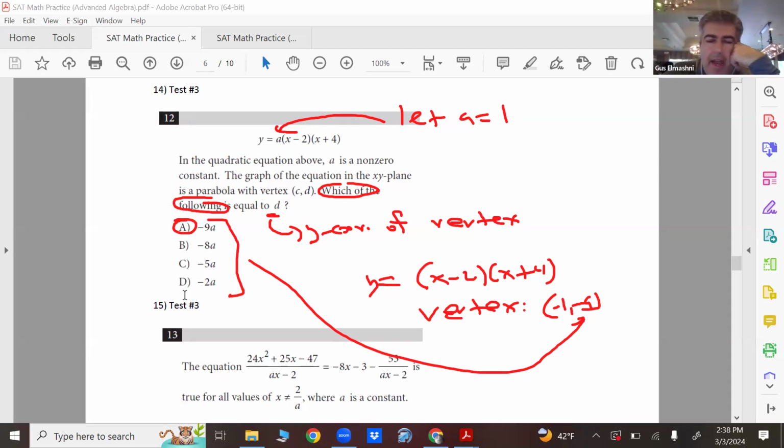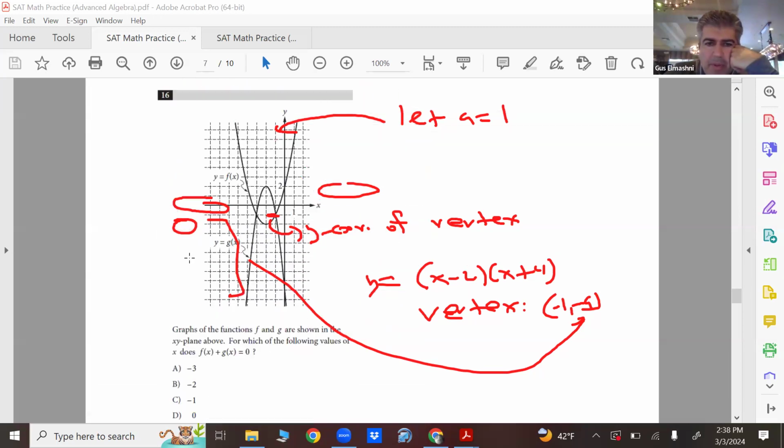So again, I don't know why I was drawing a graph. I mean, yes, you can do that, but we could also just use Desmos. Okay, we'll see one more, and then we'll move on to reading and writing.